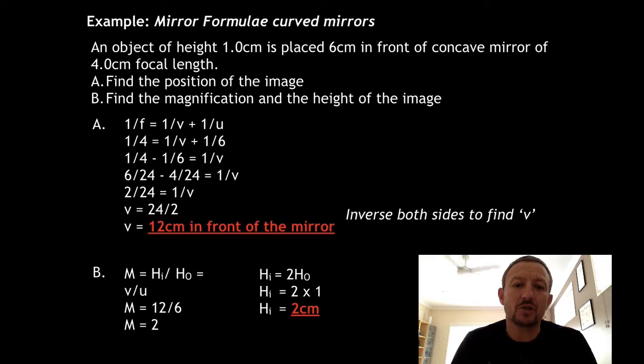So I now substitute that into m equals hi over ho, and then rearrange it so that I make hi the subject. So I get hi equals the magnification 2 times ho. Now I know ho is 1 centimetre because it tells me in the question. So hi is going to be magnification factor 2 times the height of the object 1. So the height of my image is 2 centimetres.